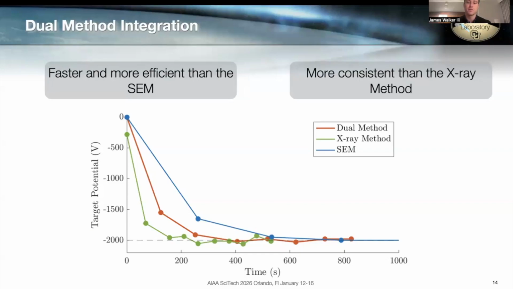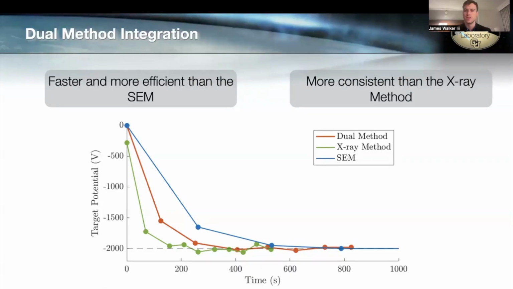So to actually have the same level of accuracy between these two plots, the secondary electron method, the blue line, would be expected to take 2.5 times longer. So instead of a measurement every 250 seconds, we would expect a single measurement to take over 600 seconds. So we see that the dual method is significantly more efficient than just using the secondary electron method.